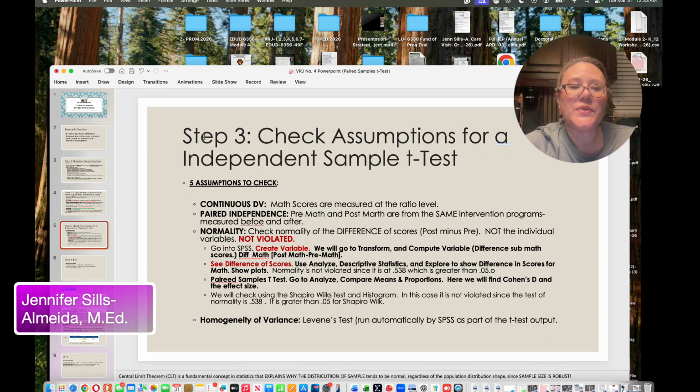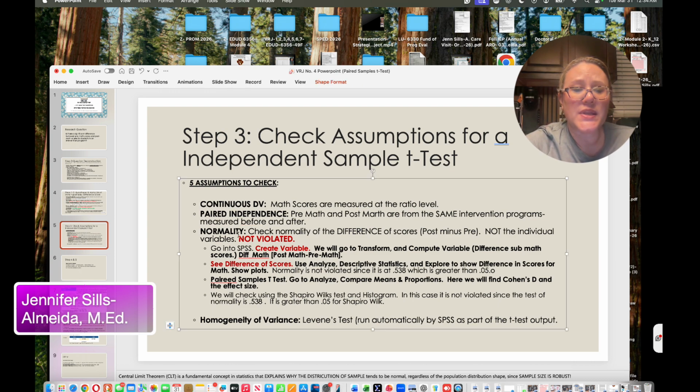The thing that we'll need to do in SPSS is check the assumptions for a paired sample t-test. First, we make sure that for the math scores, we have a continuous dependent variable, which means that the math scores are measured at the ratio level. We'll also check paired independence: for this, we have the same intervention programs, same people. What we're going to be looking at is whether the pre-math and post-math scores are altered. Are they different when we do the statistical testing?